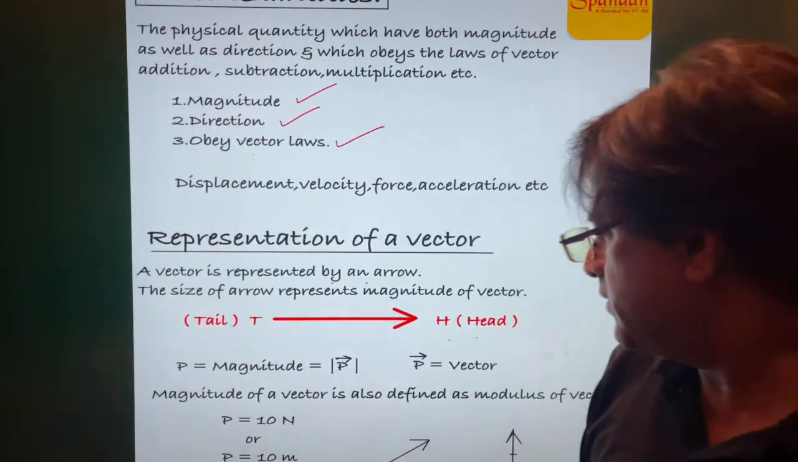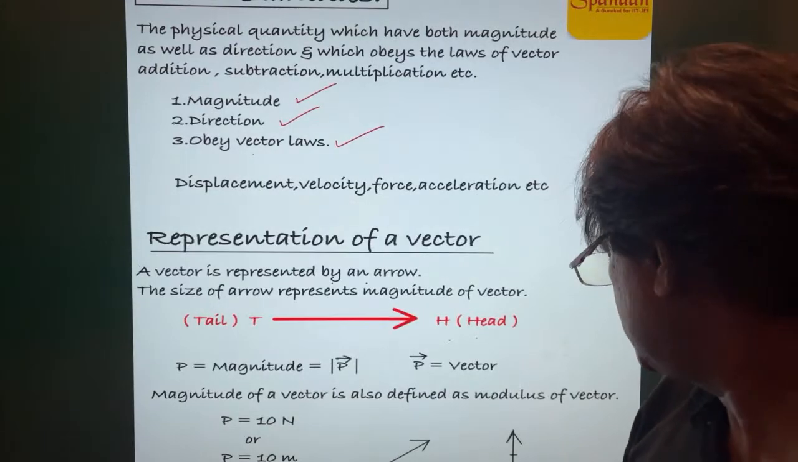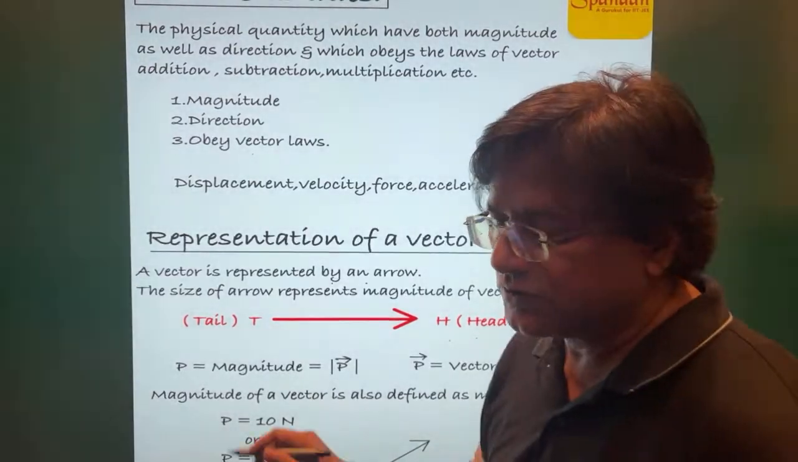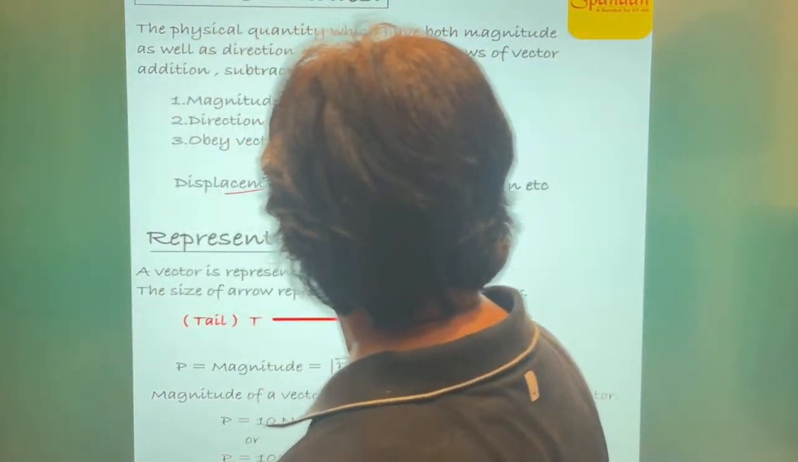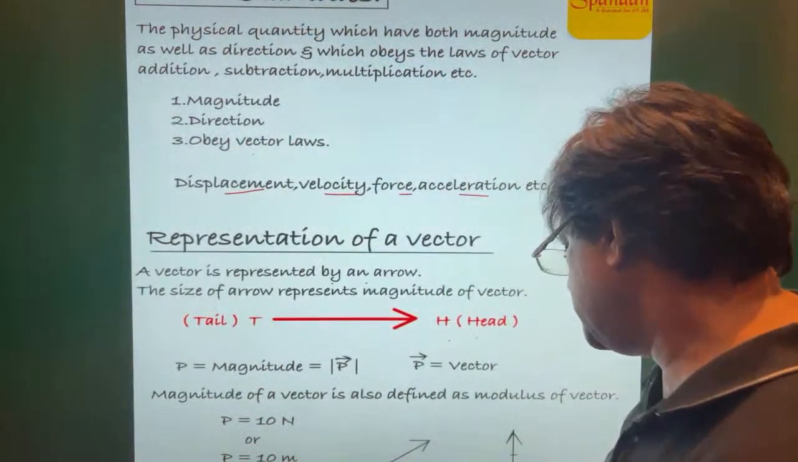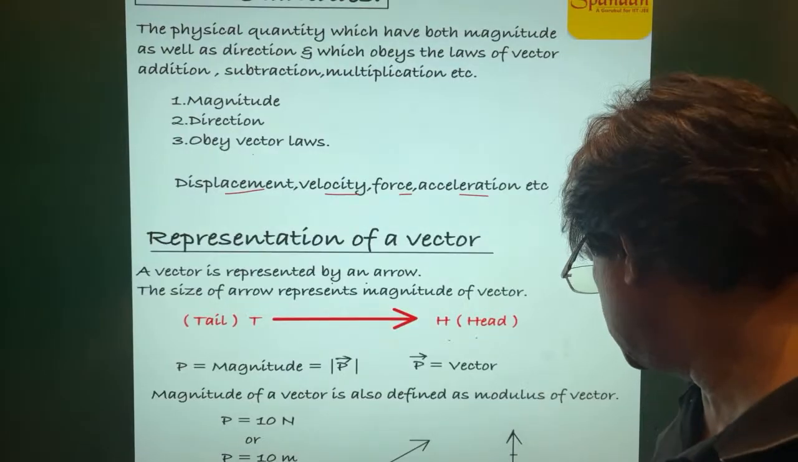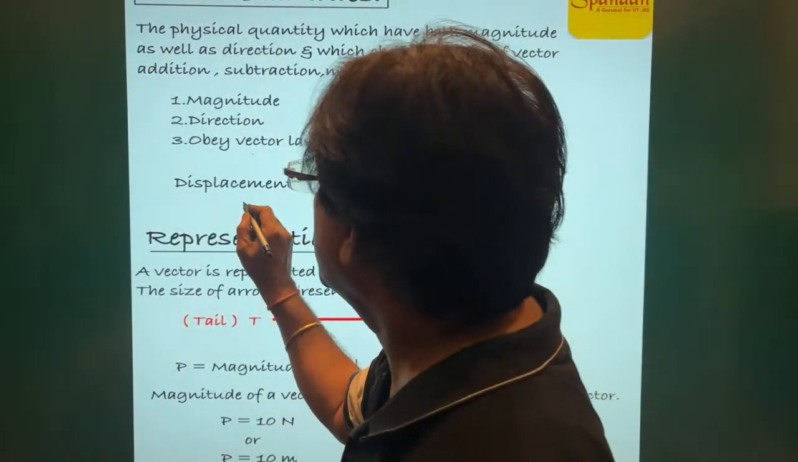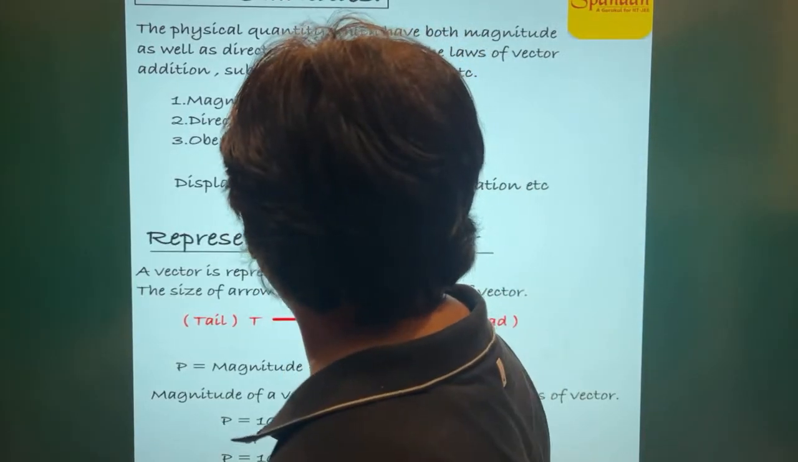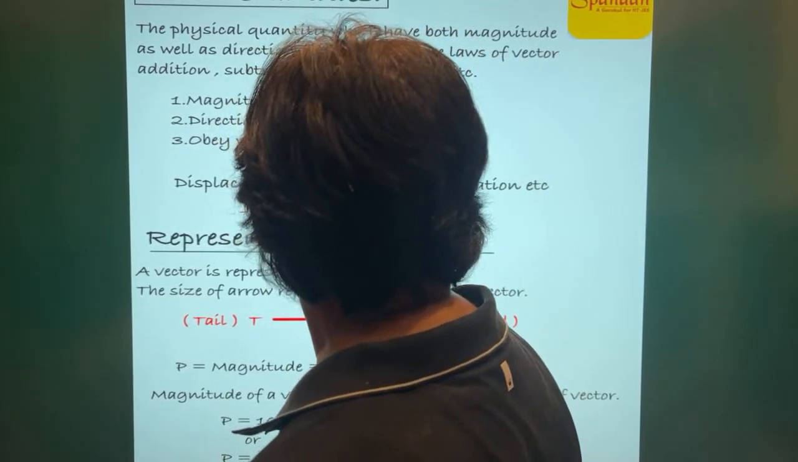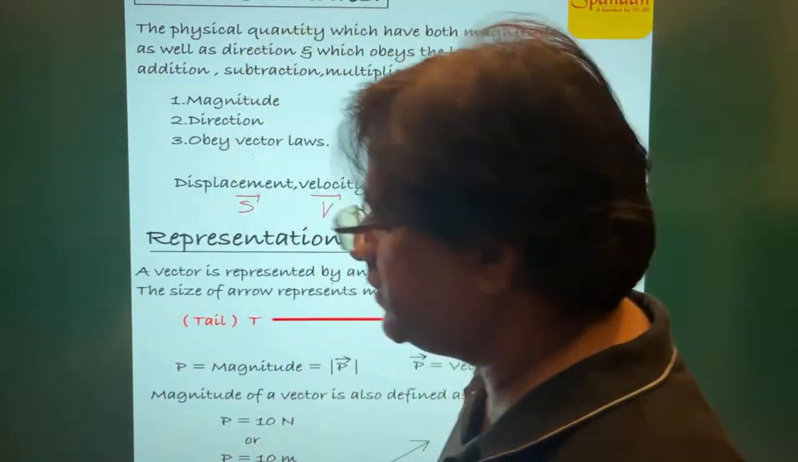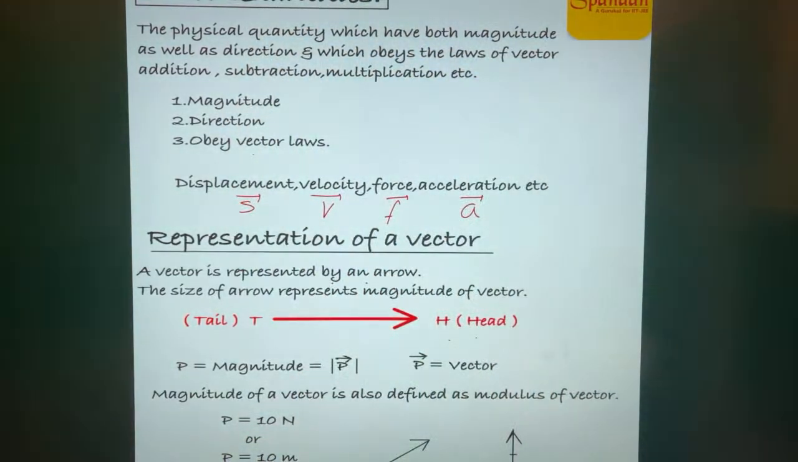Now we will see some examples of vector quantities. These are displacement, velocity, force, acceleration, right? So these are vector quantities. In case of displacement, we use the symbol S vector. In case of velocity, we use V vector. In case of force, we use F vector. In case of acceleration, we use the symbol A vector, right? So these are called vector quantities.